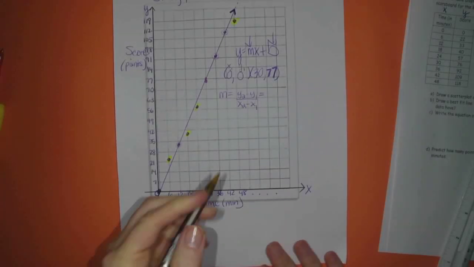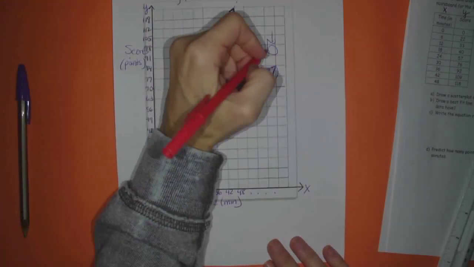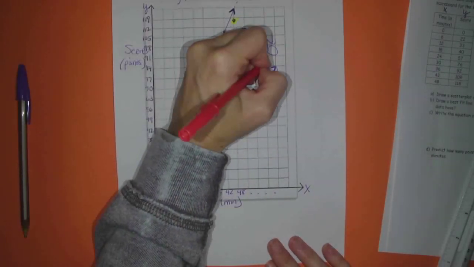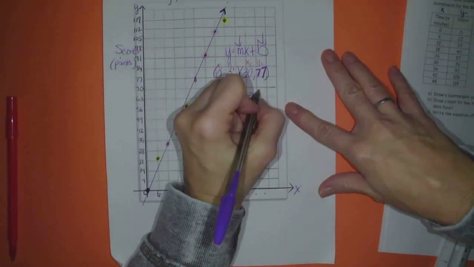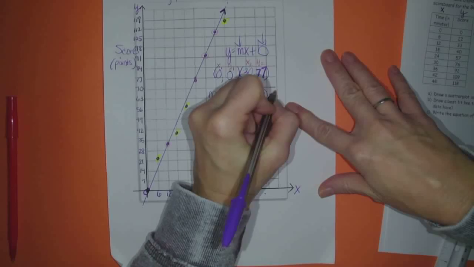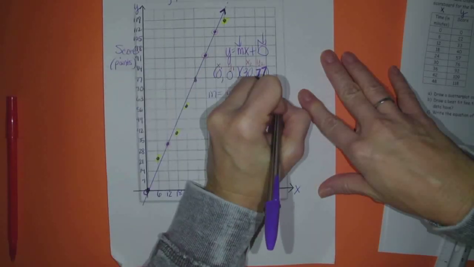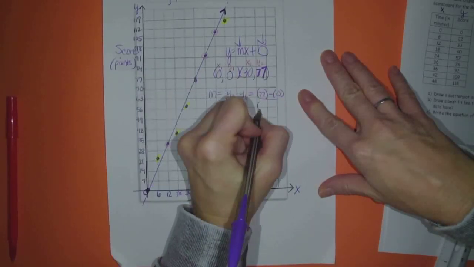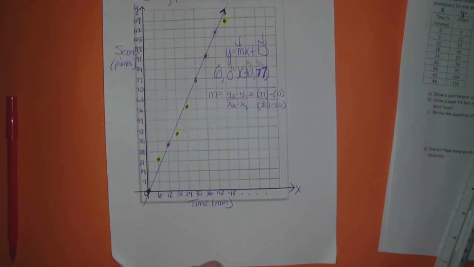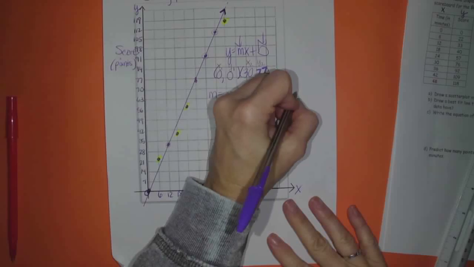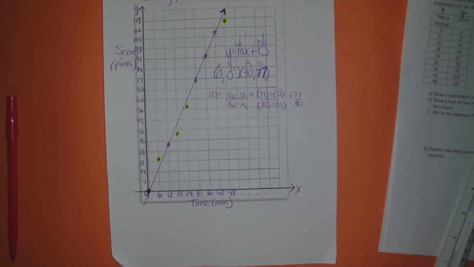Oh, I forgot to label my other point. So this is x sub 2, y sub 2. Okay, so y sub 2 is 77 minus y sub 1, 0, over x sub 2, 30, minus x sub 1, 0. So this is easy. This is just 77 over 30. Now let's talk about what that means.